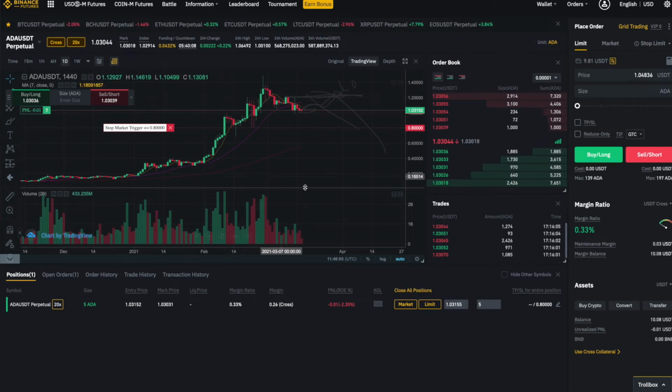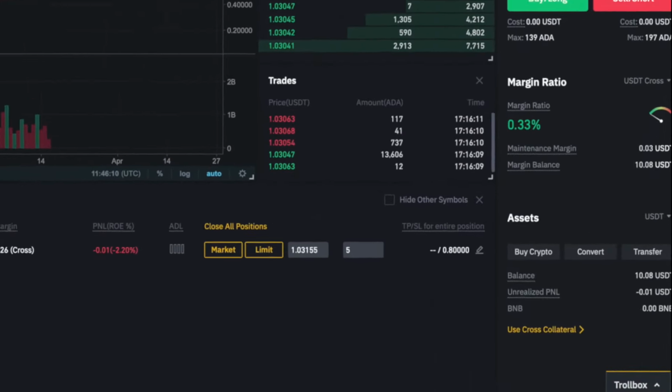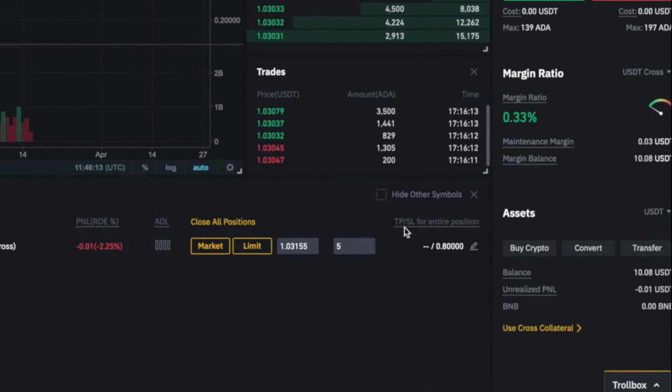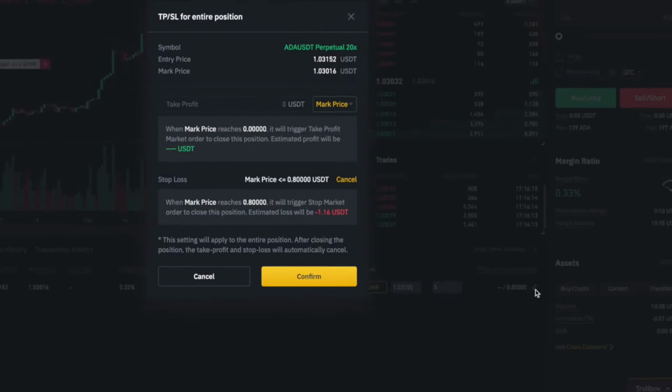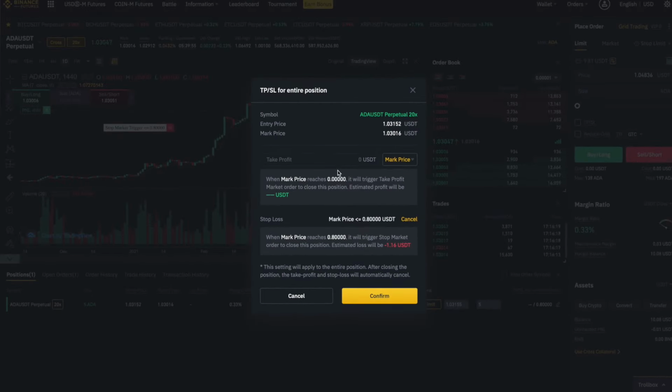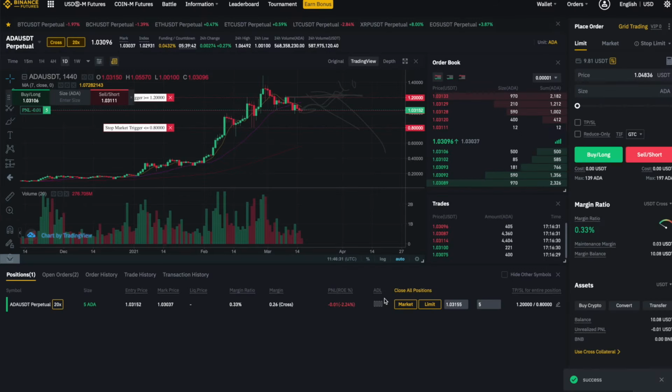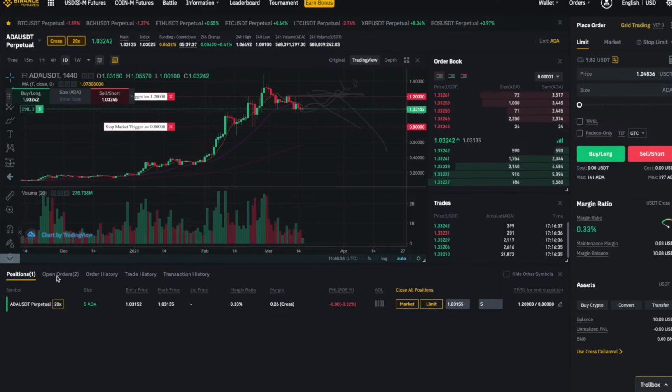Now let's see how to use it on the Binance trading platform. To set take profit and stop loss on the Binance desktop version, just go to your live position section. Now to the right, you have your take profit and stop loss section. Click over here. Now to set the take profit, enter the level at which you want to exit in profit over here. And to set stop loss, enter the level at which you want to exit in loss over here. And then click on confirm.